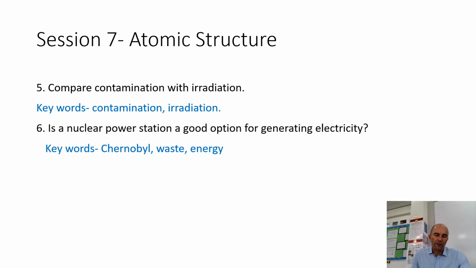So question number 5, you're going to compare contamination with irradiation. Funny enough, those are your 2 keywords to use in your answer. What's that all about? And then finally, question number 6, is a nuclear power station a good option for generating electricity? Now, you've got various reasons for and against, which I'd like you to discuss. Some of your keywords that you might include might be Chernobyl, waste and energy.